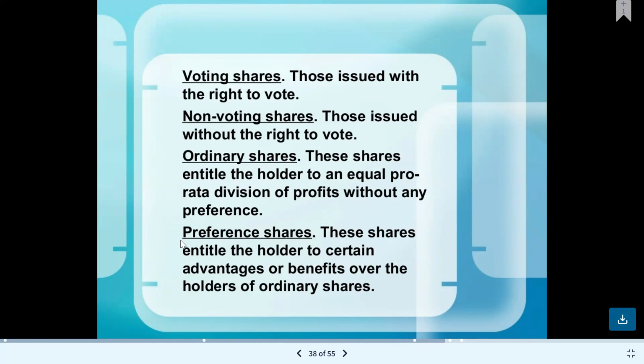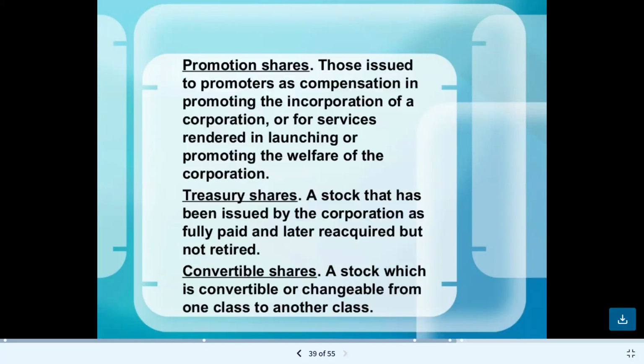The other one, preference share. These shares entitle the holder to certain advantage or benefit over the holders of the ordinary shares. So basically, preference shares are preferred as to dividends first before it is given to ordinary shares. But then, preference share is a non-voting share. So they do not have the right to vote. Promotion shares. These are issued to promoters as compensation in promoting the incorporation of a corporation.